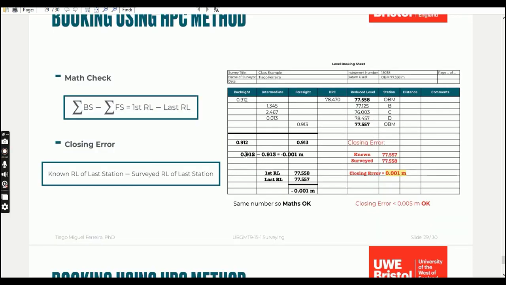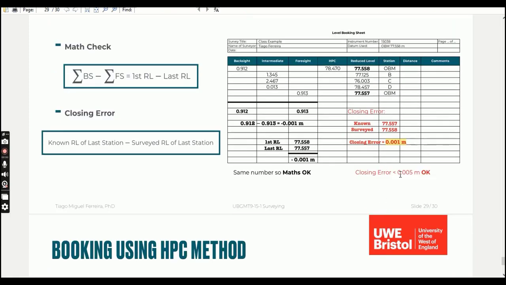When you work on any project, you have some criteria and standards related to your design or your project. As we see in this scenario, our closing error is less than 0.005 meters. If it is more than 0.005 meters, we need to do it again.